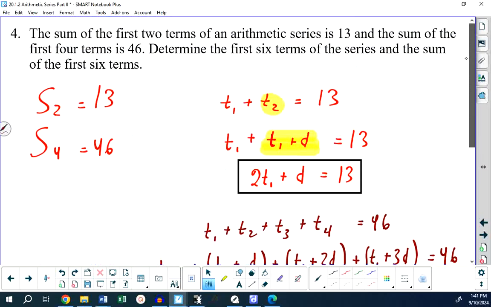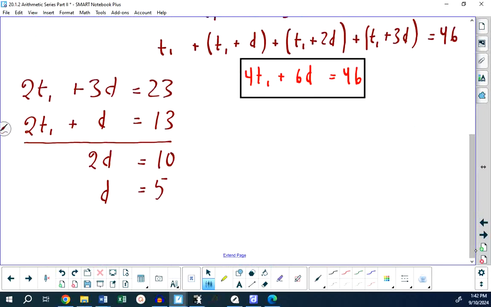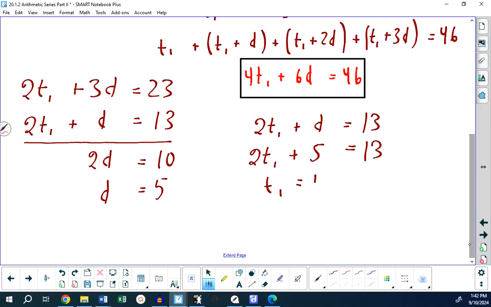I just want to read the question. Determine the first 6 terms and the sum of the first 6 terms. So I'm going to put this into 2t1 plus d equals 13. So I'll have 2t1 plus 5 equals 13 and solve this for t1, which should be child's play. Right? Subtract 5 from both sides, divide by 2. t1 is 4. For the sake of shaving a little bit of time off of this lesson, you can use that to find the first however many terms in the sum. I'm not going to do that. Okay?